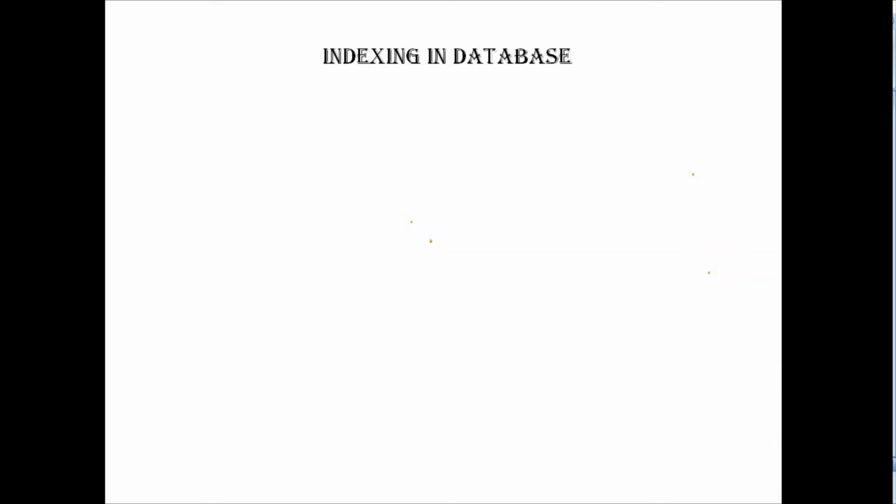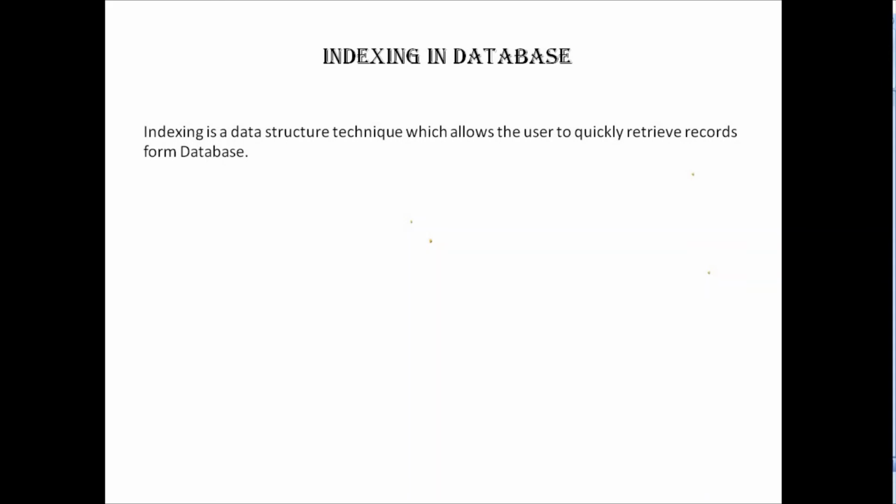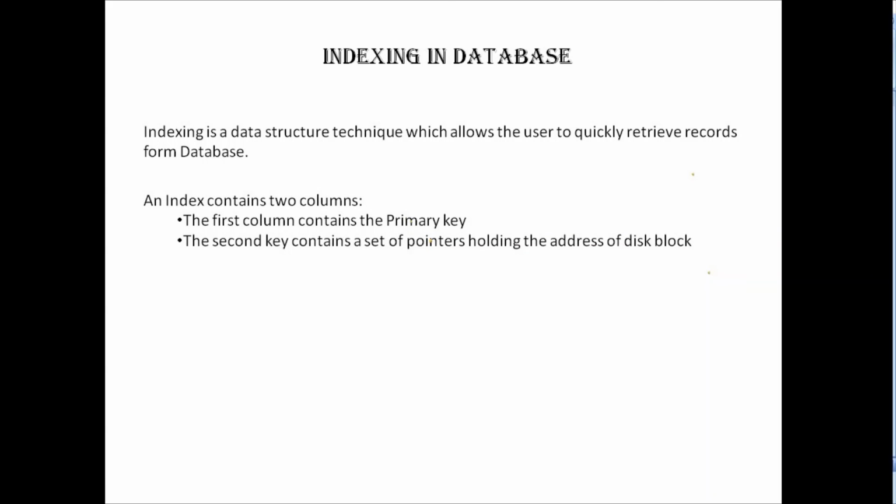Indexing in database. Indexing is a data structure technique which allows the user to quickly retrieve records from the database. An index contains two columns. The first column contains the primary key. The second column contains a set of pointers holding the address of the disk block. An index takes a search key as input and efficiently returns a collection of matching records.